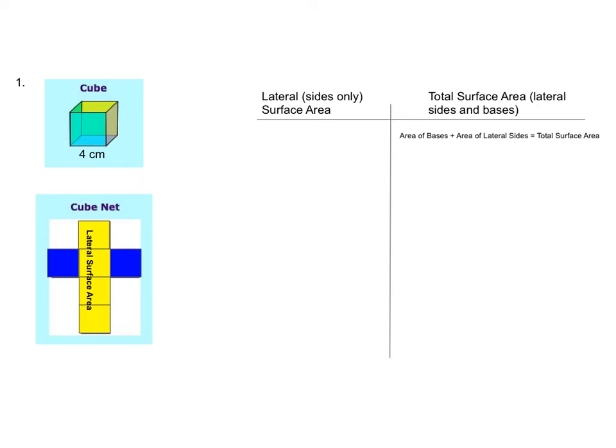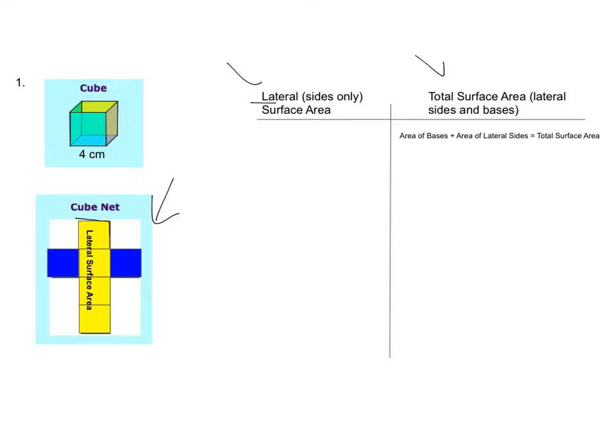Okay, so let's look at finding the lateral surface area of a cube and the total surface area of the cube. Lateral surface area, again, are the lateral sides of a cube. We're going to use the net to help us. Since this is a cube, all sides are the same. This is an easy one. So every side of this cube is a 4 by 4, which means the area of each side is 16.